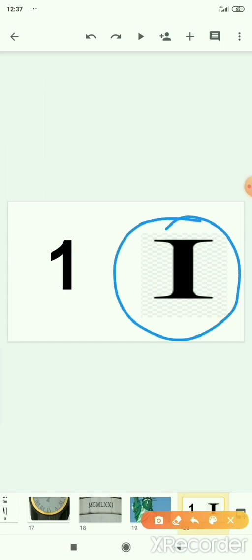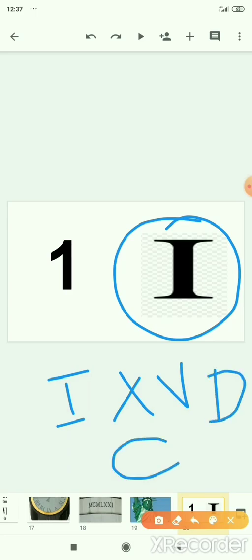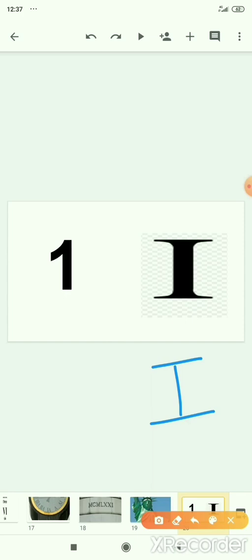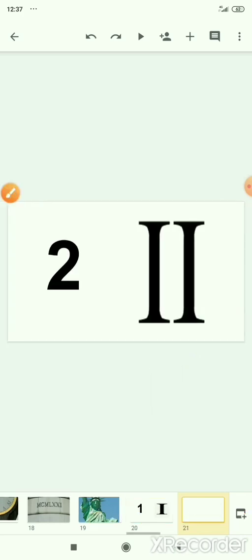For number 4, we write I and add V. You can put a line also; as I told you, there is not much difference, both are equal. So here is 4. If we write 4 in Roman form, it looks like this: I and V. After that, 5. For 5, only V is required. That is 5.